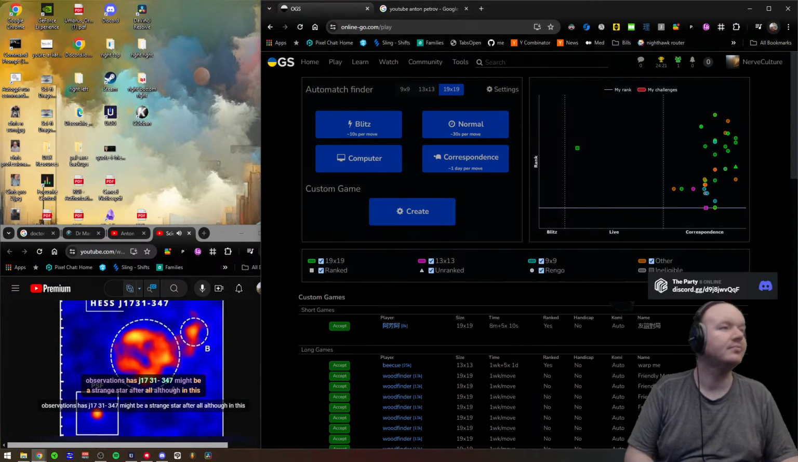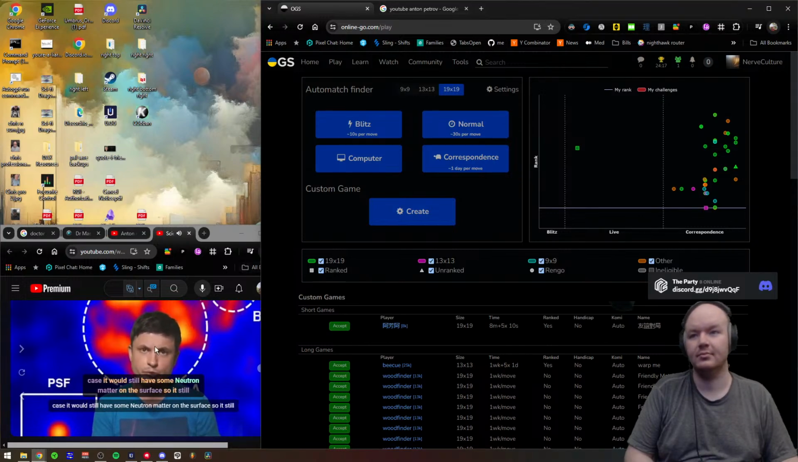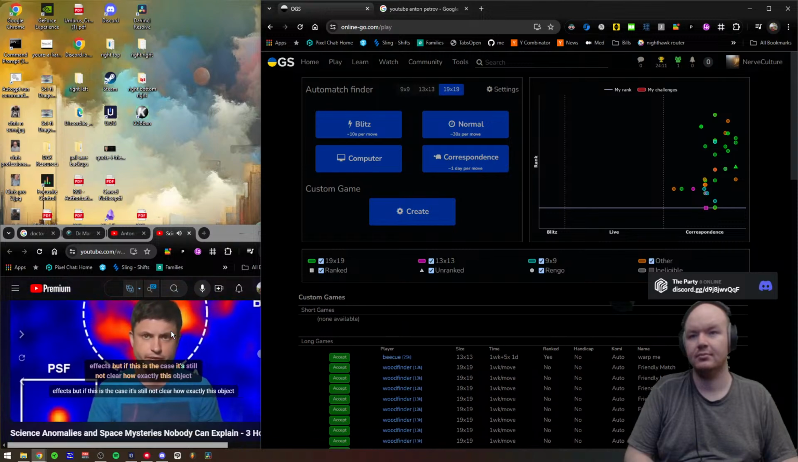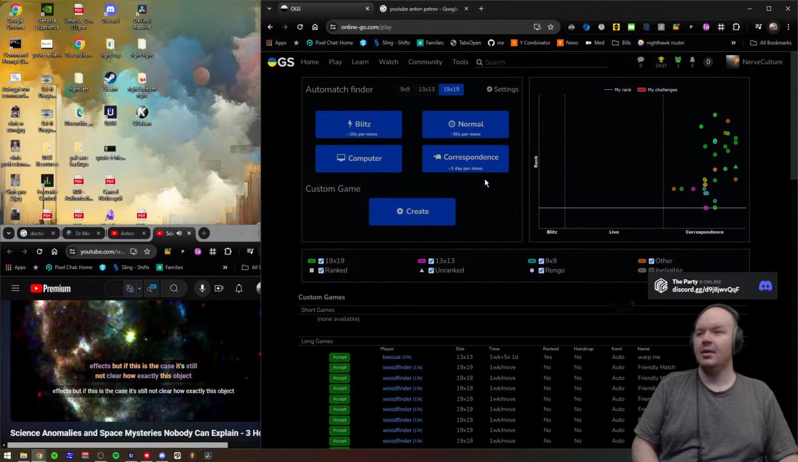J1731-347 might be a strange star after all. Although in this case, it would still have some neutron matter on the surface, so it still possesses certain properties from a neutron star and still creates certain effects. But if this is the case, it's still not clear how exactly this object was produced.